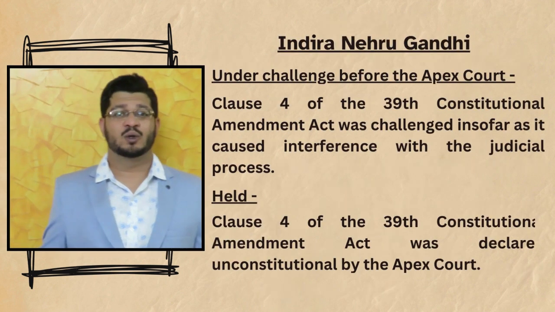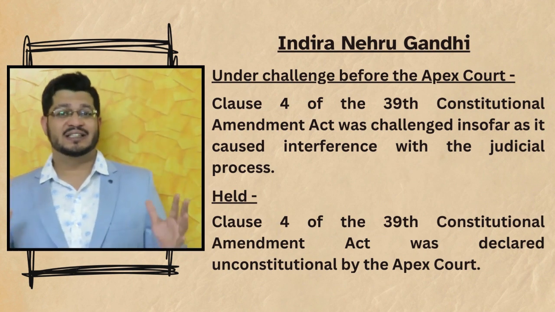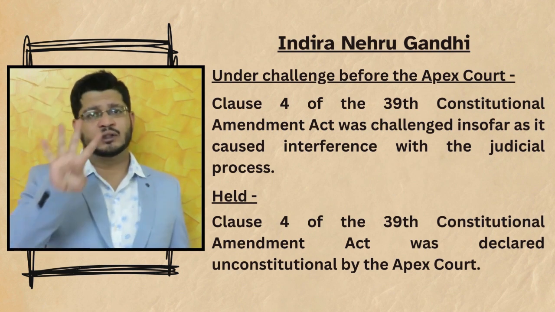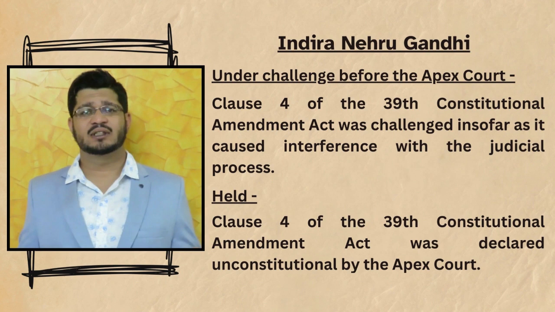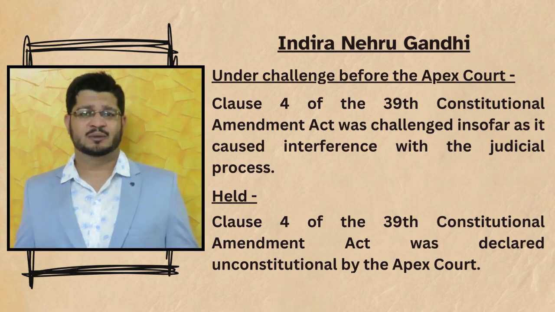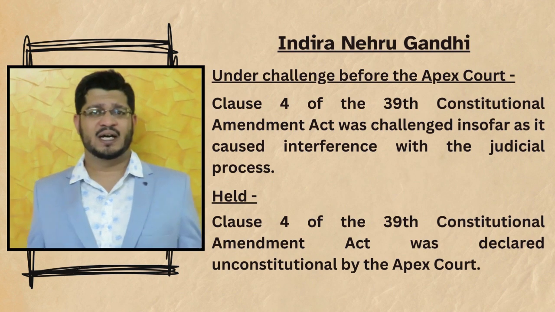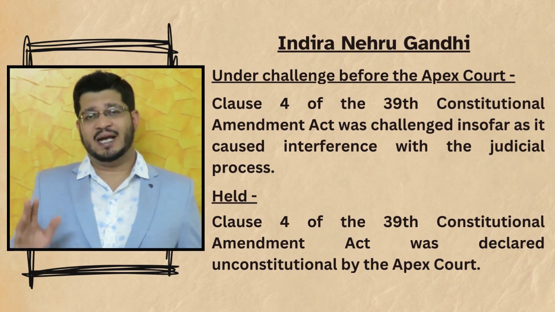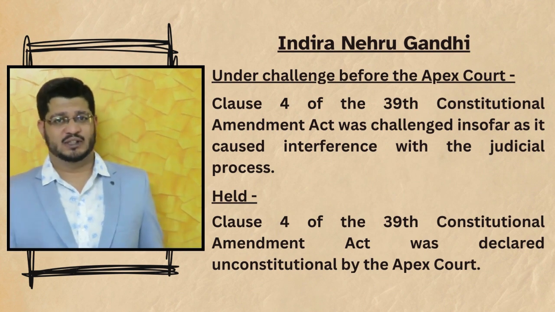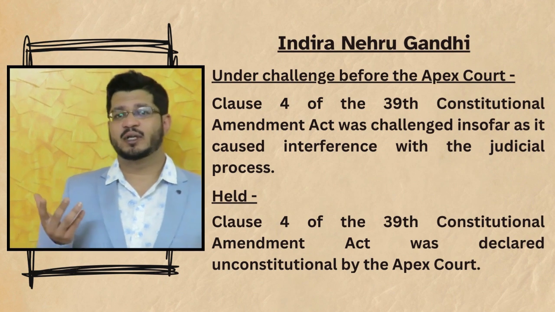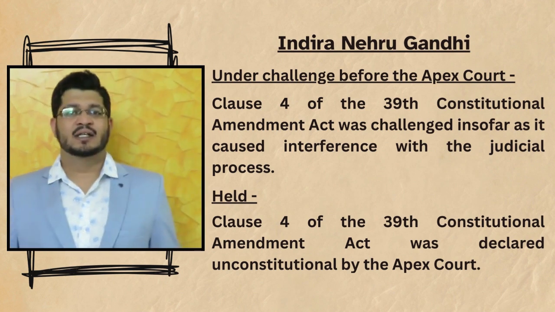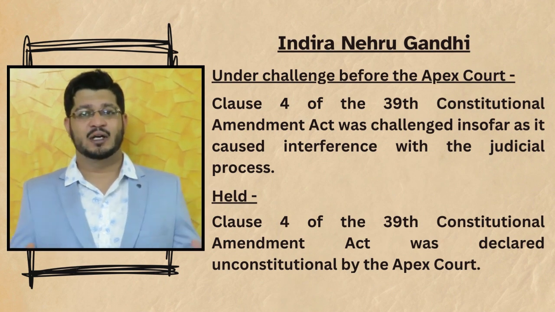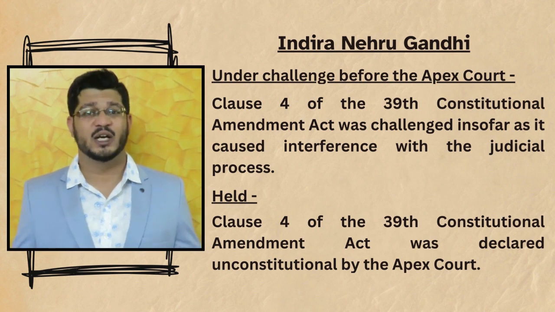So let us try to find out what happened in this case, what was under challenge and what was the decision of the Supreme Court. Clause number 4 of the 39th Constitutional Amendment was challenged as being unconstitutional insofar as it affected the power of judicial review or insofar as it affected the judicial process. And now what was the decision of the Supreme Court? Quite unsurprisingly, the Supreme Court held that clause 4 of the 39th Constitutional Amendment was unconstitutional and void.